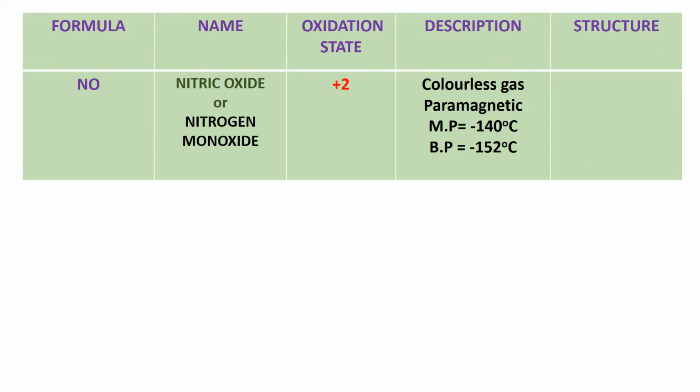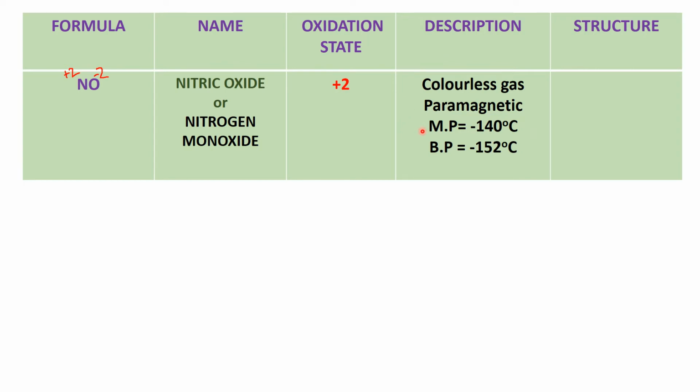Another important oxide of nitrogen is nitric oxide. It's also known as nitrogen monoxide. In nitric oxide, nitrogen shows +2 oxidation state and oxygen shows -2. Like nitrous oxide, it is also a colorless gas, but it is paramagnetic. That means it has an unpaired electron in its molecular orbitals.